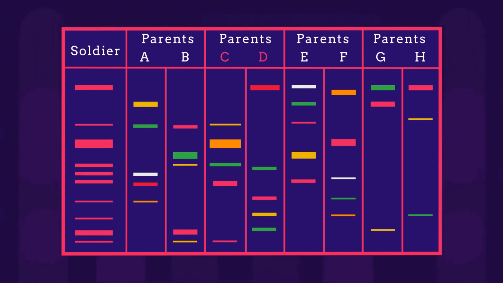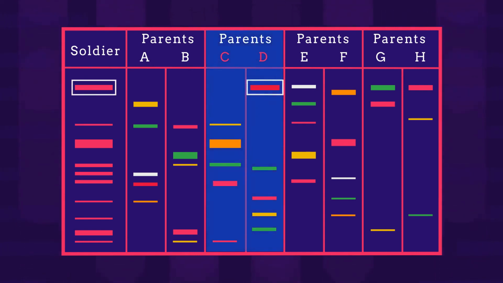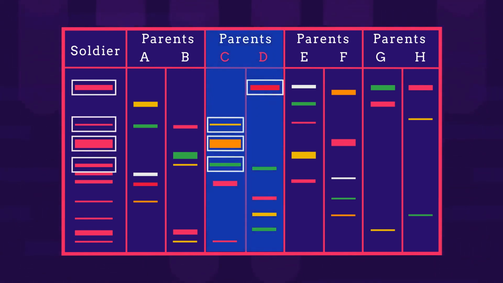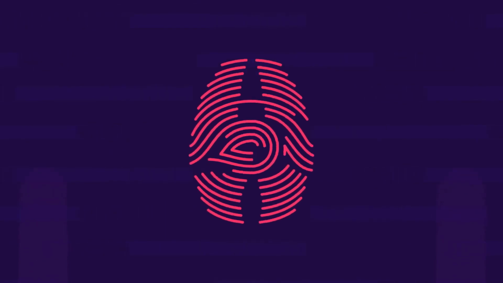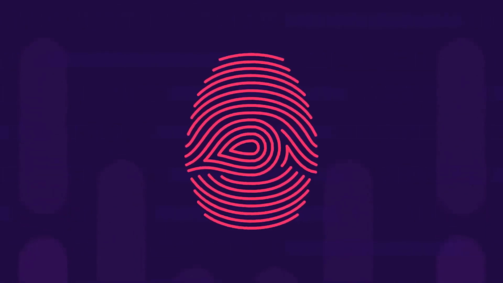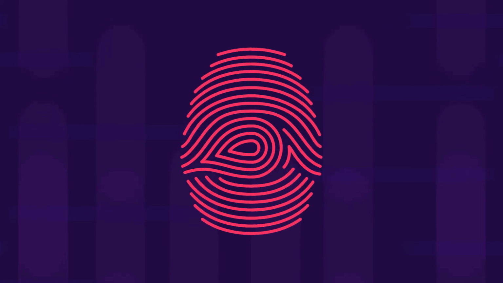Parents C and D. As you can see, he inherited the first band from parent D and the second, third and fourth from parent C, and so on. So now you understand how DNA profiles or fingerprints are made and seen some examples of where they can be used. You can even interpret a DNA profile.